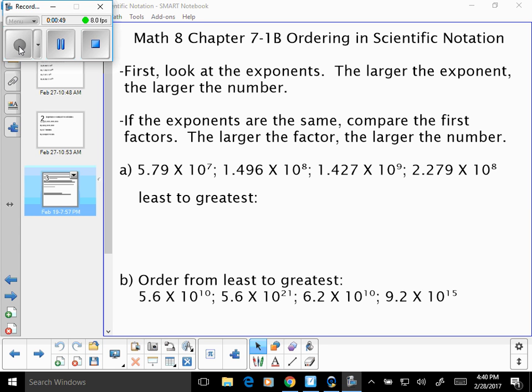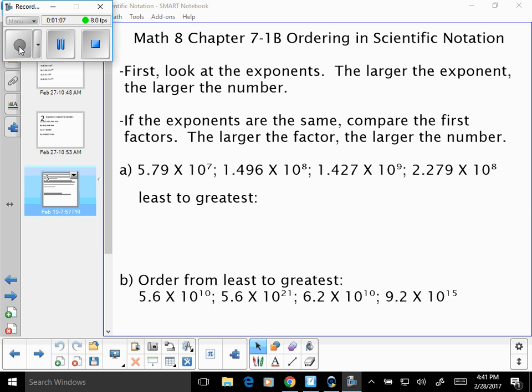Sometimes, however, the exponents may be the same. So if the exponents are the same, then you have to compare the first factors. The larger the factor, the larger the number. Let's look at example A.